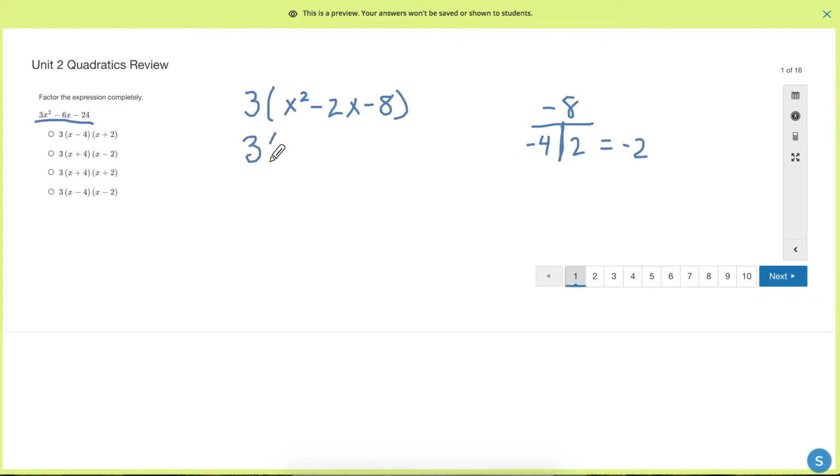Because we know that, we can fill in our parentheses as x minus 4 and x plus 2 because it fits both criteria. So that's your first example.